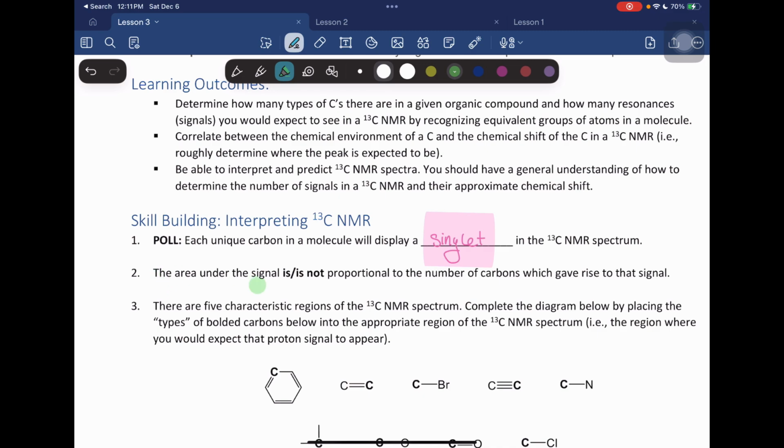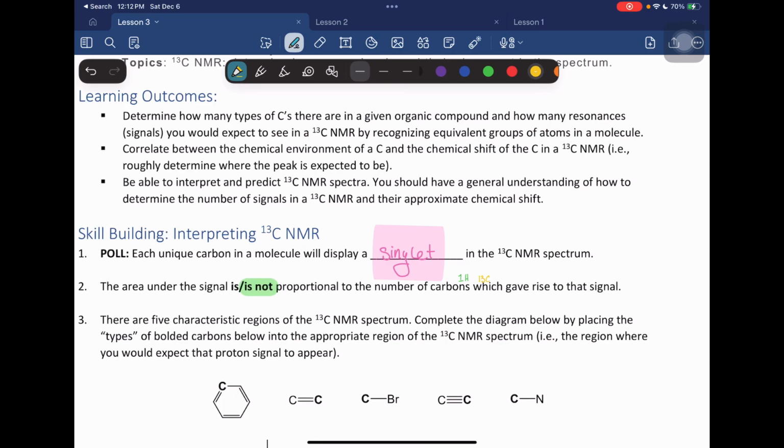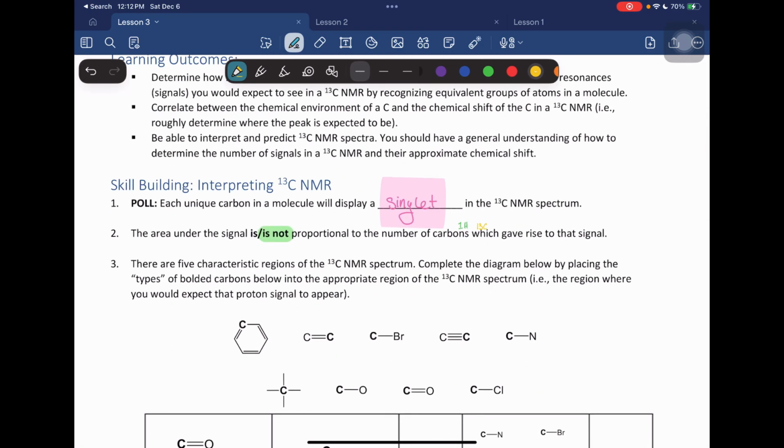So next is, the area under the signal is or is not proportional to the number of carbons giving rise to that signal. So that's going to be is not. It's not going to be proportional to the number of carbons under it, and that's the difference between our 13C and our 1H, right? The 1H area under the curve is going to be our protons, and our 13C does not have those under the curve, or the area under it.